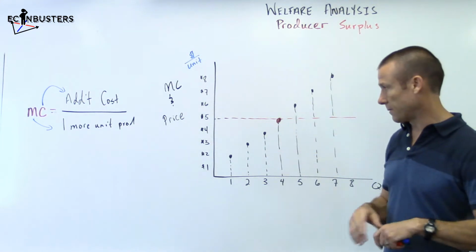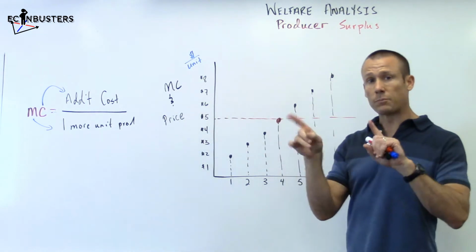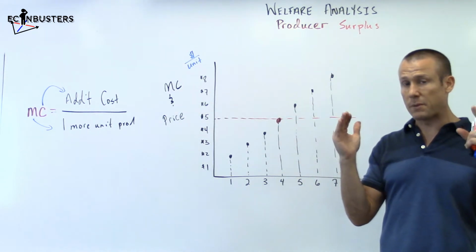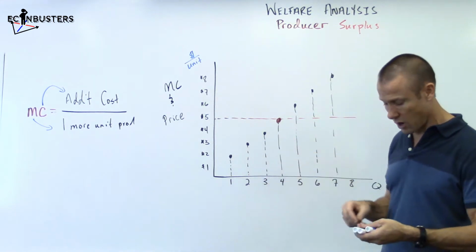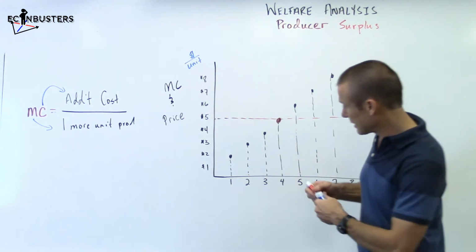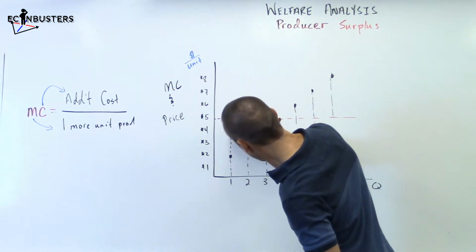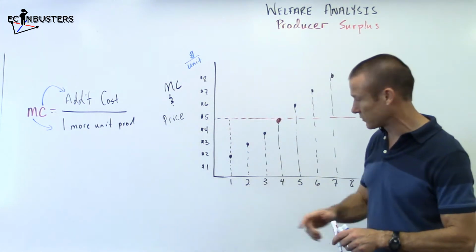Producer surplus. Now, we've got the price, which is the per unit revenue. That's a good thing. That's the benefit to the producer for producing the good. And we've got the marginal cost. The surplus, that surplus is right there. Let's kind of analyze that just for a second.